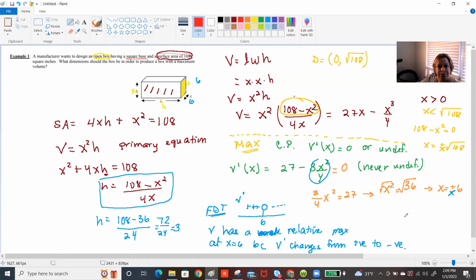Well, the dimensions for a maximum volume would be 3 inches. Are we talking about inches? Yes. By 3 inches. Oops, no, sorry. 6 inches by 6 inches by 3 inches. Okay, let me fix this a little bit. I don't like that. Okay, so yeah, 6 by 6 by 3.